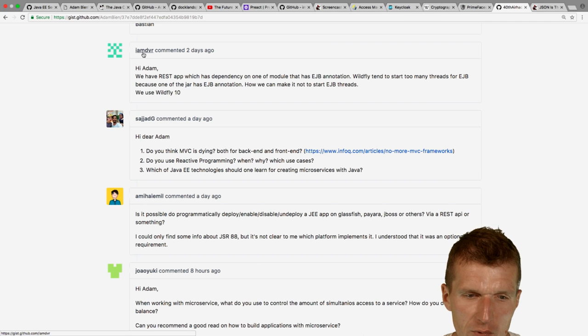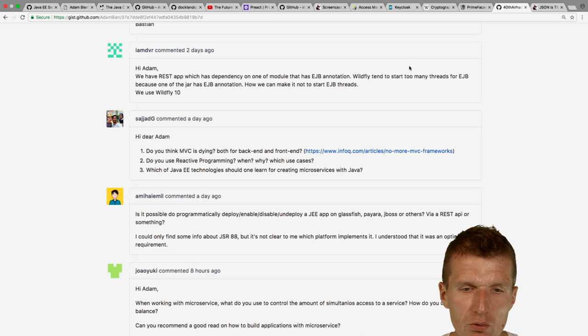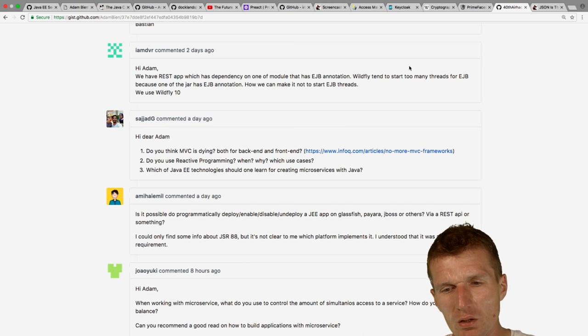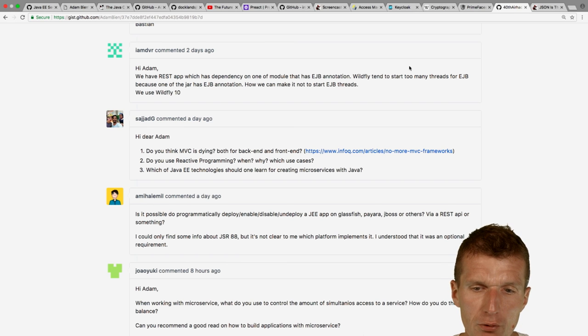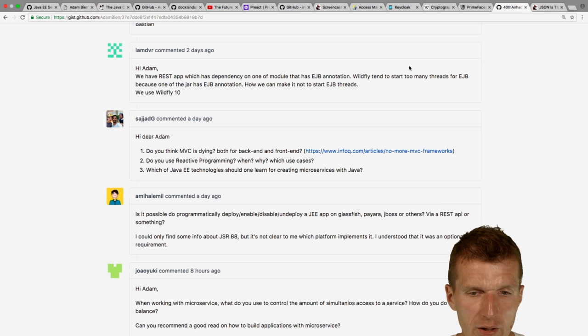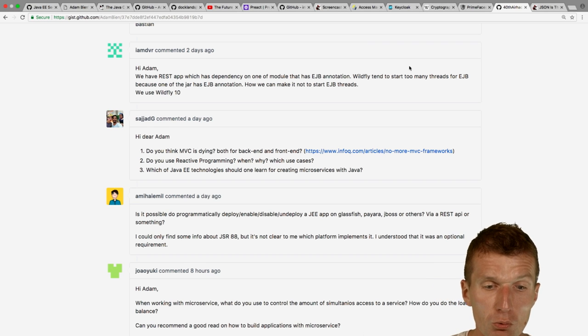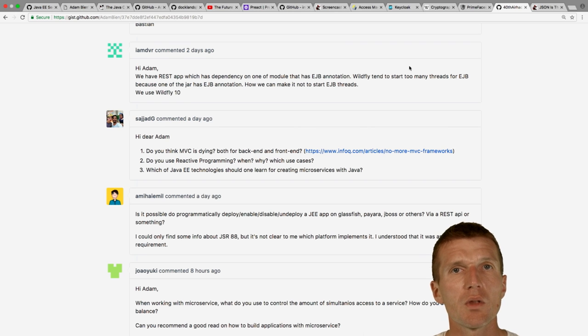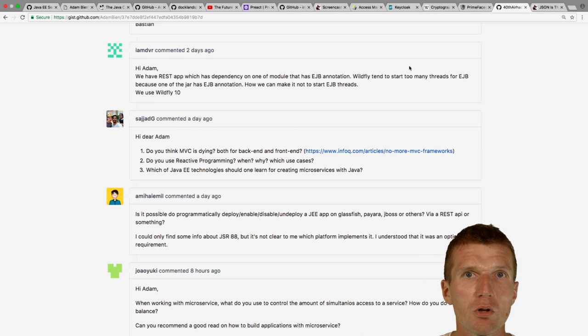IMDVR said they used the EJB annotation, and what happens? It tends to start too many threads of EJBs, and this is suspicious. I don't think there is any correlation between threads and the EJB annotation. EJB by default runs in the caller thread. Possibly you have @Asynchronous, which could explain it, but if there are no asynchronous annotations, you should have the same amount of threads. I never observed this behavior. It is really strange. If you remove the EJB annotation, you should have the same amount of threads. What I would do is connect with VisualVM locally, try to find out the name of the thread, and then see where the thread comes from. This is really interesting behavior. I didn't observe that.